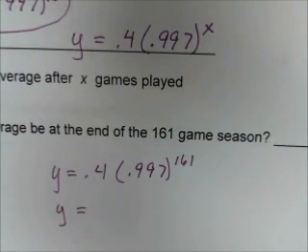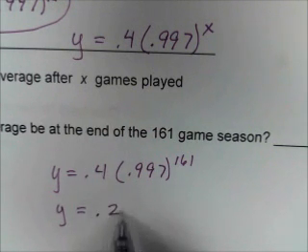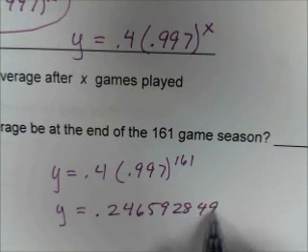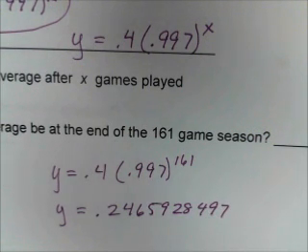And go to the calculator. 0.2465928497. We'll round to the nearest thousandths. So the 6 is in the thousandths place. Y equals 0.247.